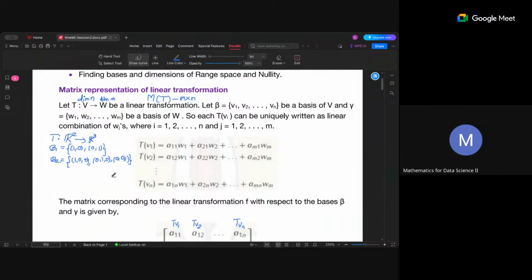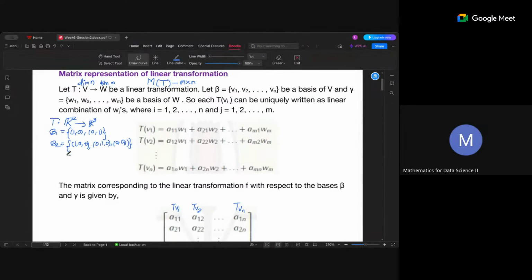Now I want to express the matrix of T with respect to these two bases. So let us say my T of (x, y) is (2x, y + z, x + y + z). Suppose this is my T. Can you clearly see that the domain is R2 and the codomain is R3? So now how are we going to find the matrix?